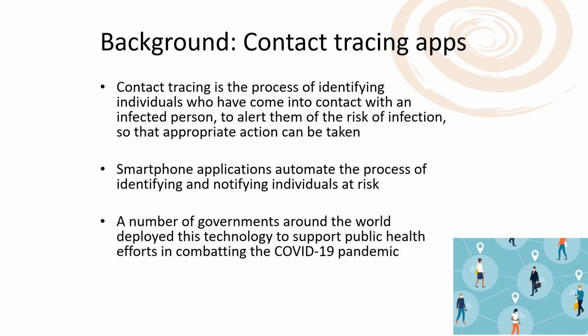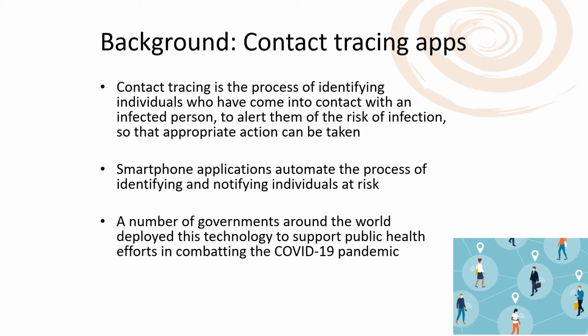In public health, contact tracing is the process of identifying individuals who have come into contact with an infected person to alert them of the risk of infection so that appropriate action can be taken. Smartphone applications can assist manual contact tracing by automating the process of identifying and notifying individuals at risk.